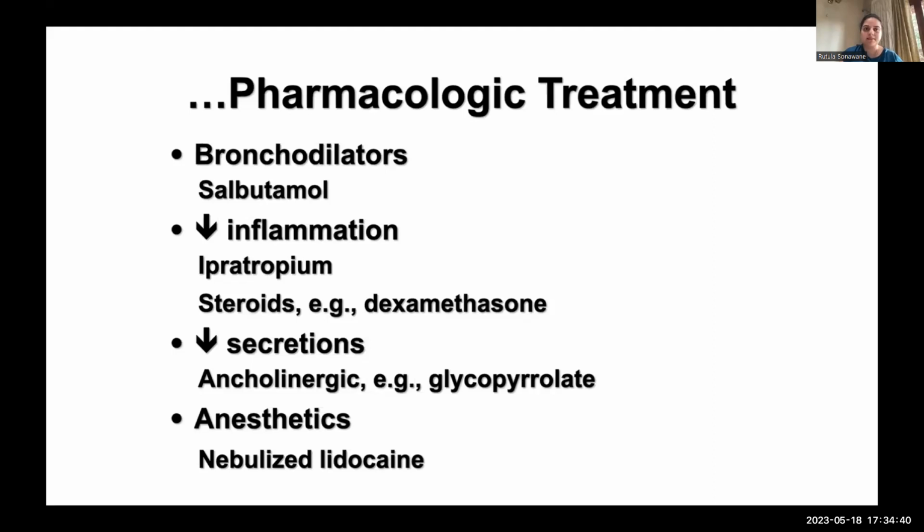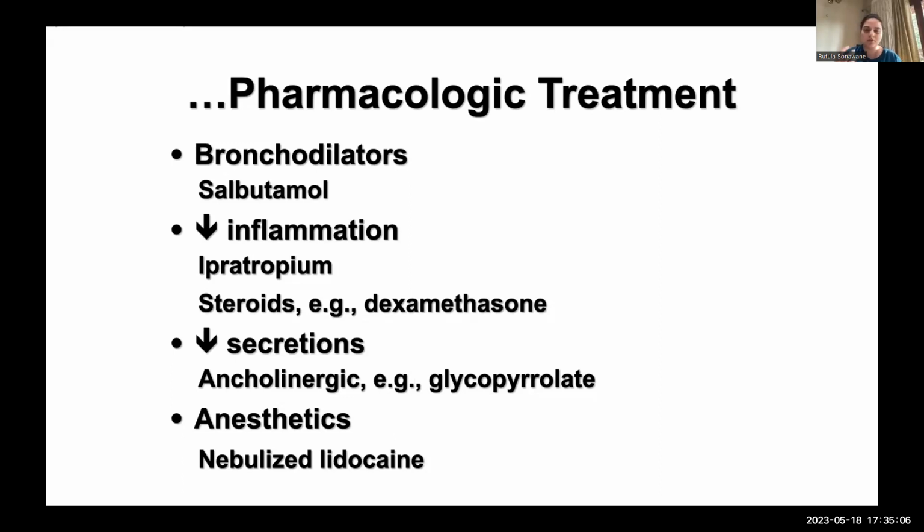Then bronchodilators, again, salbutamol, which will help in the secretions that are accumulated, helps remove them effectively, and also helps with the breathlessness. Ipratropium will reduce the inflammation. Steroids also have the same action. Anticholinergics will reduce the secretions that are present.